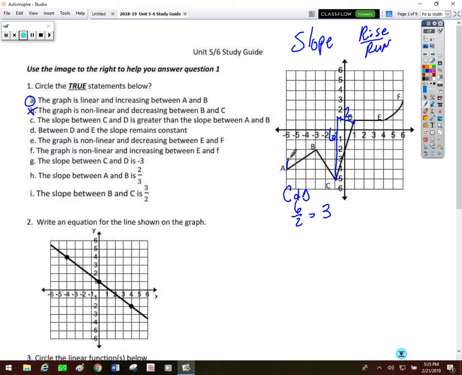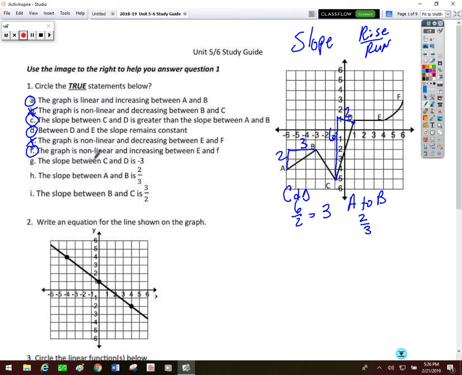Well, the ratio between A and B, I rise up and I run over. So A to B is 2/3. And you compare 3 to 2/3, that means the slope between C and D is greater, so that one is true. Between D and E, the slope remains constant. Well, between D and E, it's a flat line. It's not going up, it's not going down. Okay, so it remains constant. It's a straight line. There we go. The graph is nonlinear and decreasing between E and F. Well, I agree it is nonlinear because nonlinear means not a straight line, but it's not going down, it's actually going up. So E is false, but F is true.